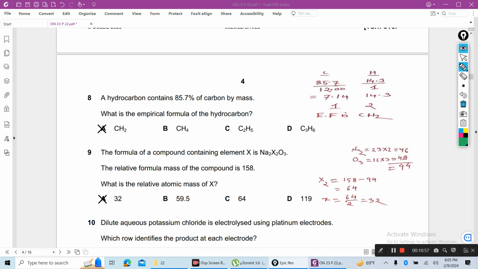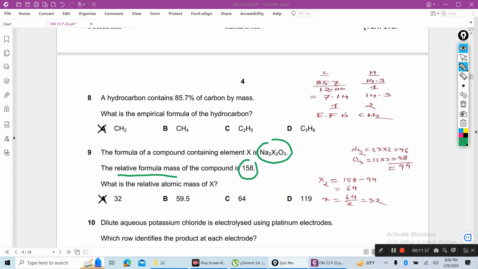9. The formula of a compound containing an element X is given as Na2X2O3. The relative molecular mass of the compound is 158. What is the relative atomic mass of X? That means you don't know the X value. So the total relative formula mass, the total molecular mass of Na2X2O3, is given as 158.